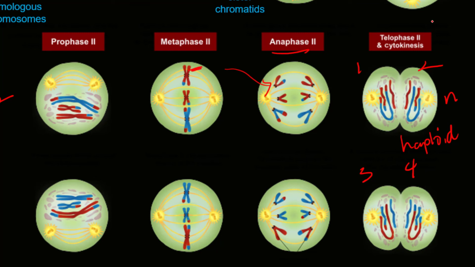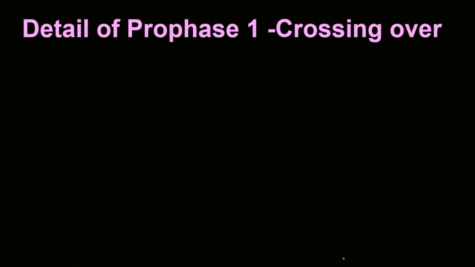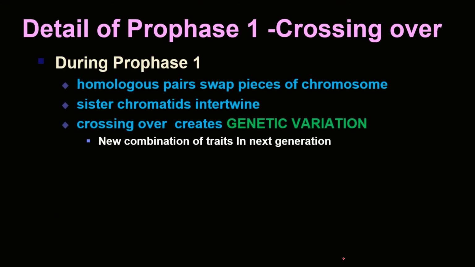Now notice we had cleavage furrow here as well because these are animal cells, and we're left with either 4 egg or 4 sperm cells at the end of meiosis 1 and meiosis 2. Now I want to go into a little more detail of prophase 1 because a very important event happens during prophase 1, something which we call crossing over.